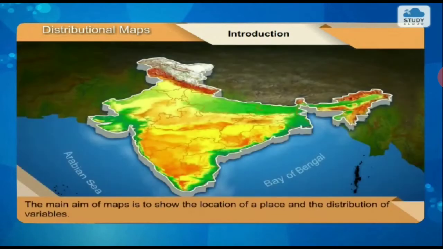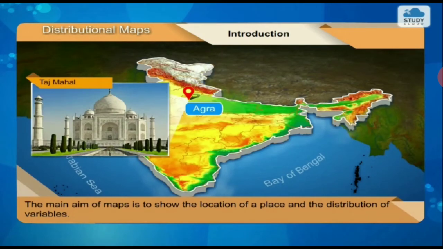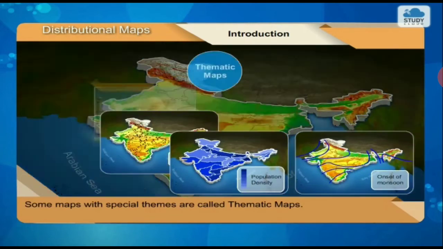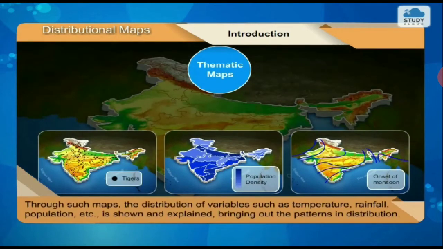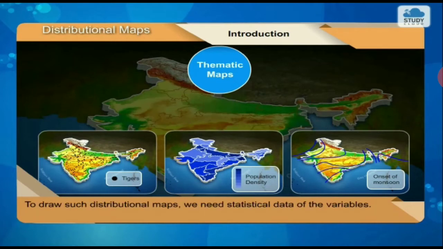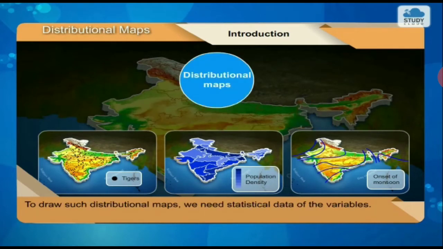Introduction. Distribution of map. The main aim of a map is to show the location of a place and the distribution of variables. Some maps with special themes are called thematic maps. Through such maps, the distribution of variables such as temperature, rainfall, and population, etc., is shown and explained, bringing out the pattern in distribution. To draw such distribution maps, we need statistical data of the variables.